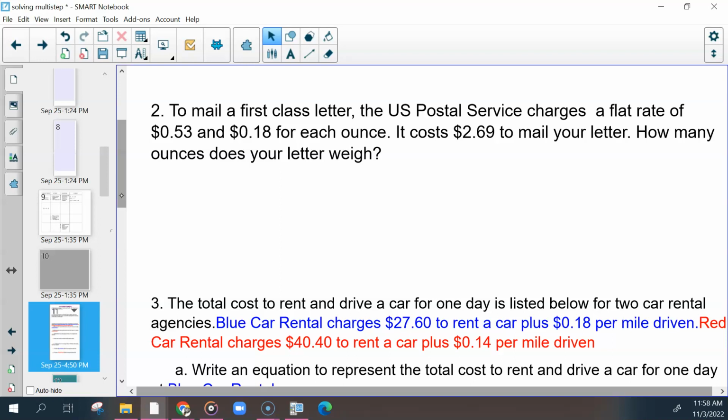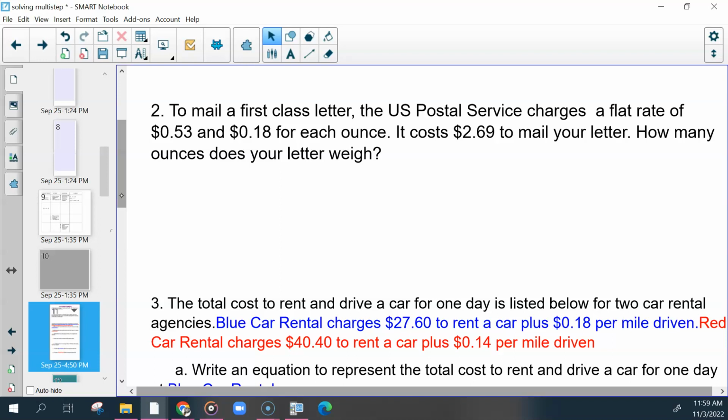With any word problem, I would say circle, highlight, underline, anything you find important. So let's read it first and then we'll find important things. To mail a first-class letter, the U.S. Postal Service charges a flat rate of 53 cents and 18 cents for each ounce. It costs $2.69 to mail your letter. How many ounces does your letter weigh?